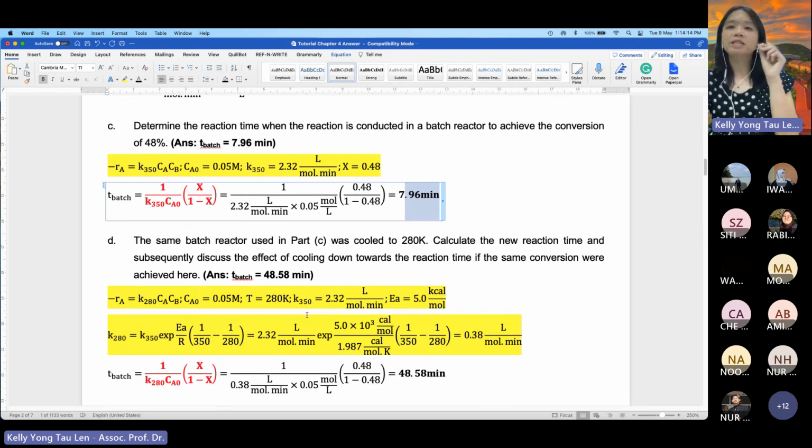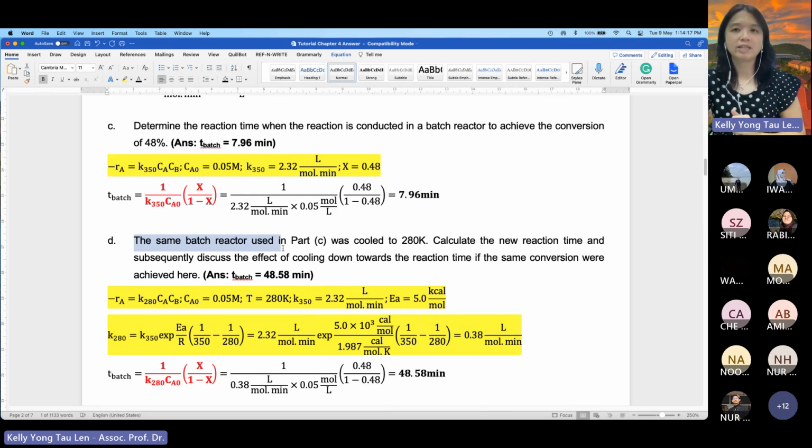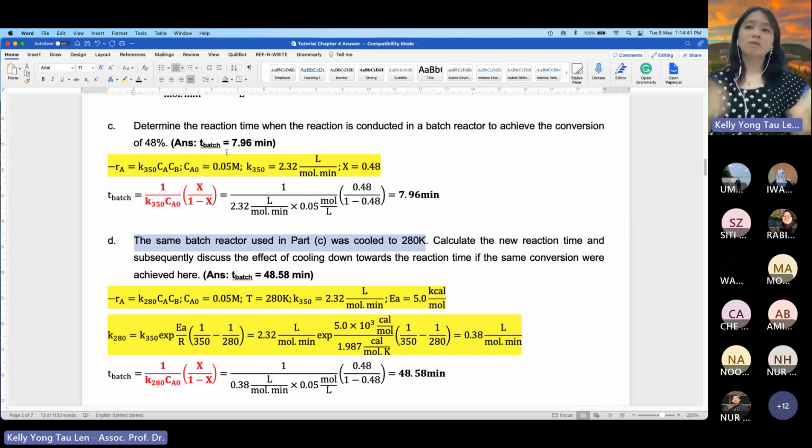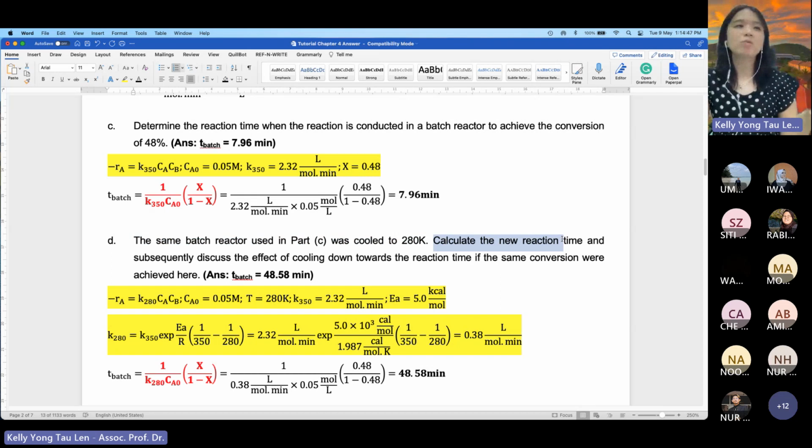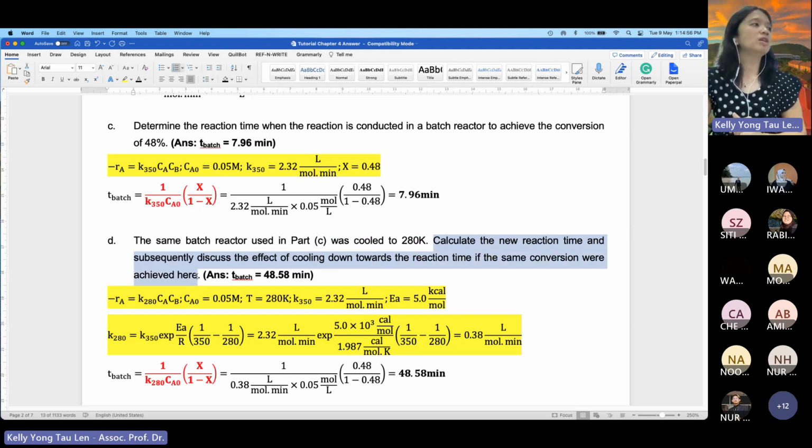Right, so now the question changes a little bit. The same batch reactor used in part C was cooled to 280 Kelvin. Okay, now it says the reactor we used in part C, we now use the same reactor but at a lower temperature, which is 280 Kelvin. Earlier in part C we used our reaction temperature, which is 350. So now I use a different temperature, 280. Calculate the new reaction time, and subsequently discuss the effect of cooling down on the reaction time if the same conversion is achieved here.